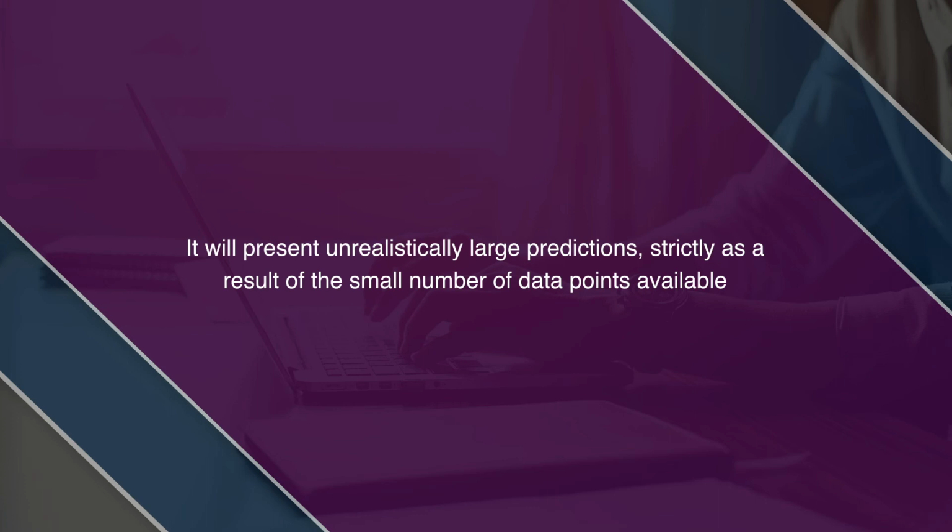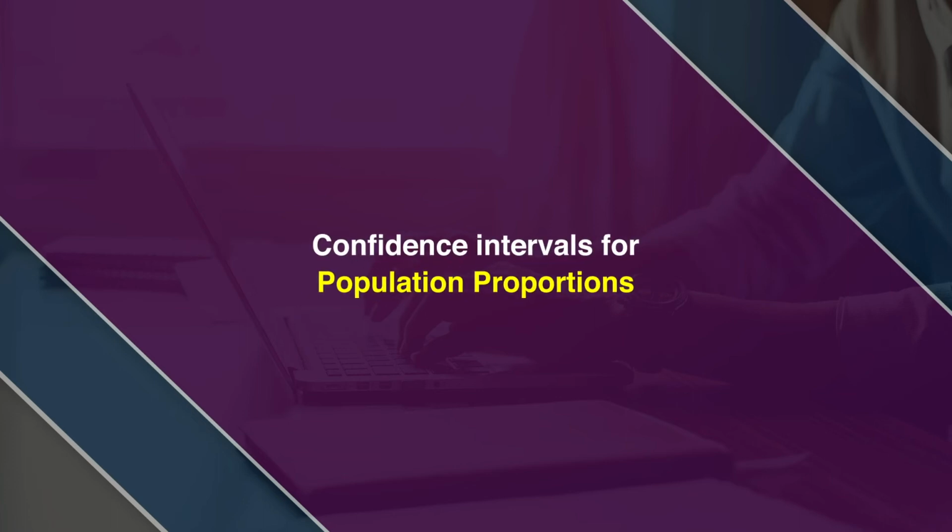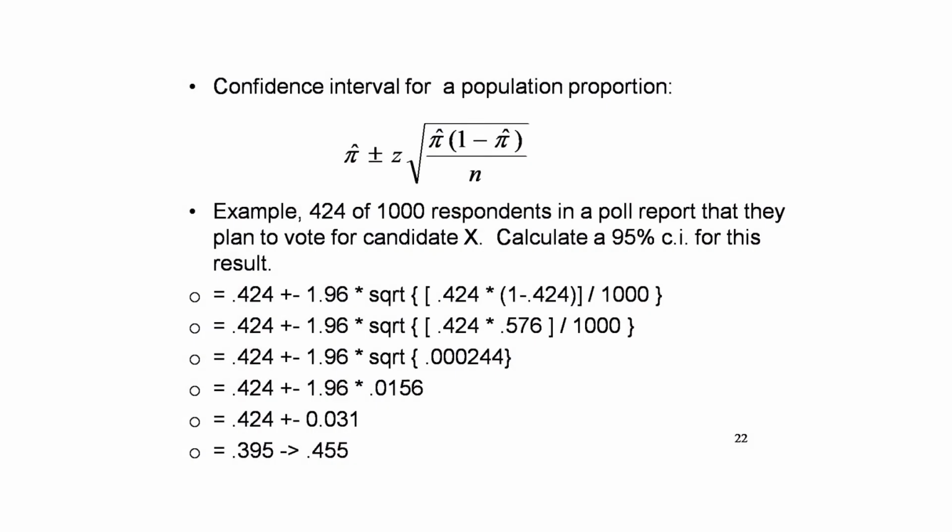It will present unrealistically large predictions strictly as a result of the small number of data points available. So the confidence interval for a population proportion is quoted by pi plus or minus z times the square root of pi times (1 minus pi) divided by n.